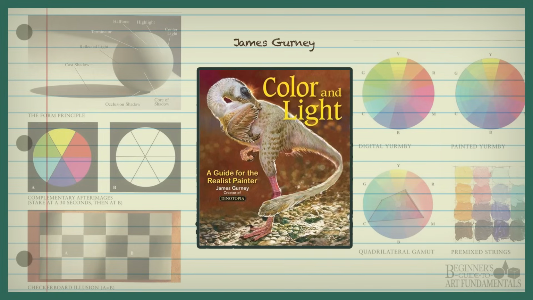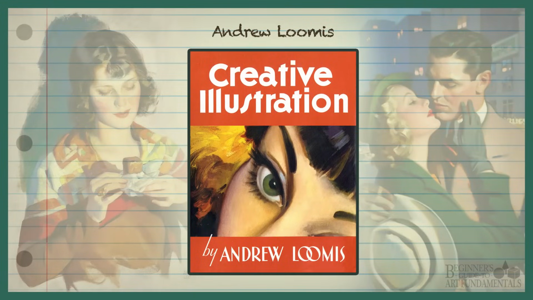So for color and light, there really isn't any other material I could recommend more than James Gurney's book, coincidentally titled Color and Light. It goes over every type of lighting you could ever think of. It breaks everything down to a science, and it does it all in a really manageable way. It's a great resource. Another book that I'll probably mention for a couple of these fundamentals, but happens to fit well with this one in particular, is Creative Illustration by Andrew Loomis. He goes over many different subjects in that book, but one of them is, of course, color.